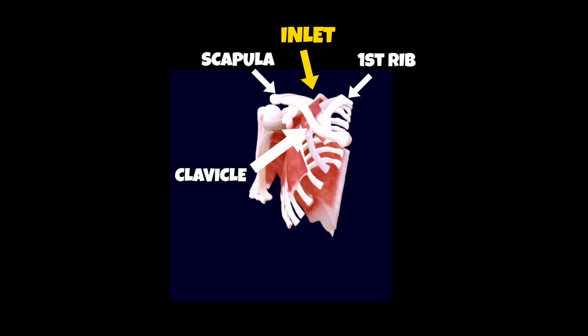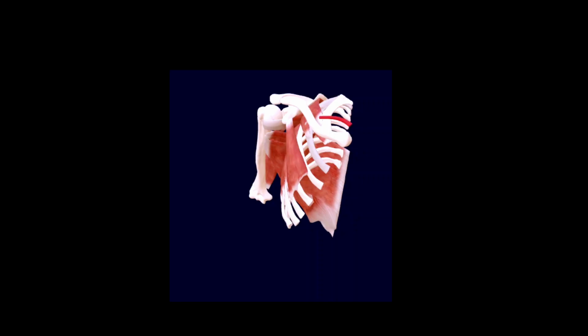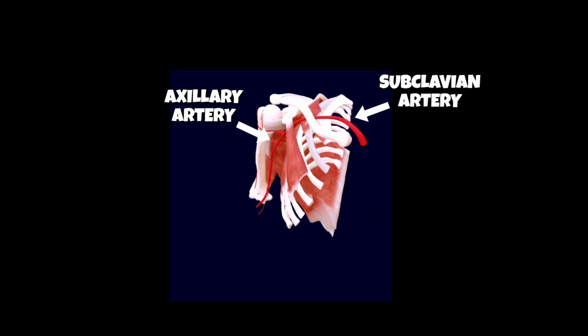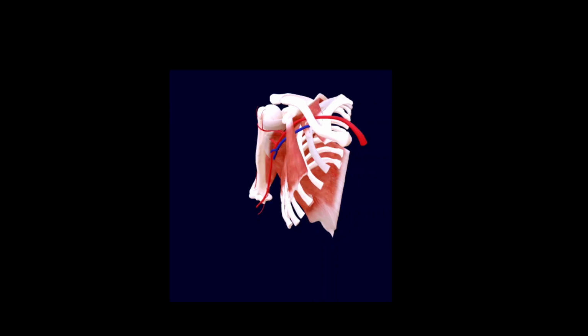All major neurovascular structures supplying the upper limb pass through this inlet. The subclavian artery becomes the axillary artery as it crosses the lateral margin of the first rib to enter the axilla. The axillary vein becomes the subclavian vein when it crosses the same margin in the opposite direction.